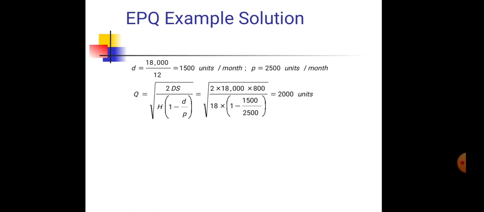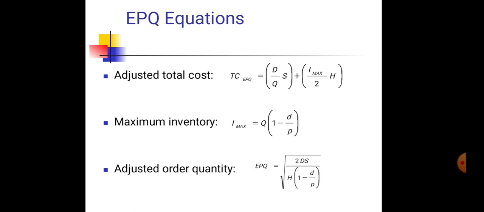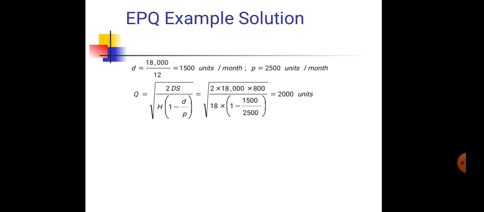Now substitute in the Q formula. Q equals EPQ equals the square root of 2DS divided by capital H times (1 minus D by P). Here H is the holding cost, D is the demand per day or per month, and P is the production per month or per day. If you take D per month, then take P also per month. Now we substitute and find the Q value.